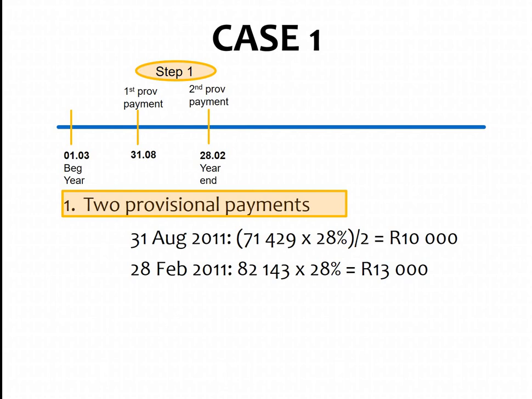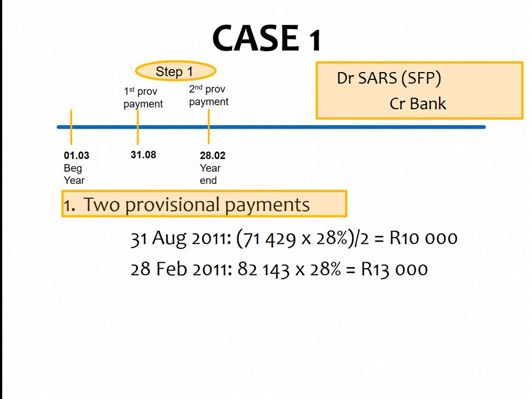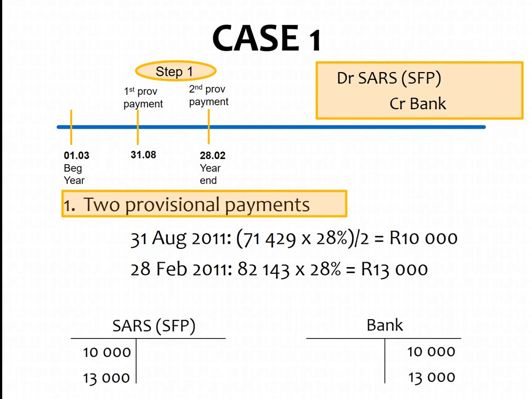You'll probably note that it's 28th Feb 2011, which is an error. It should be 2012. So follow your example. These numbers tie in exactly with your example, the dates as well. So that should be 28th Feb 2012. The journal entry, remember, debit SARS, credit bank. So your T accounts would look like this: SARS, bank.